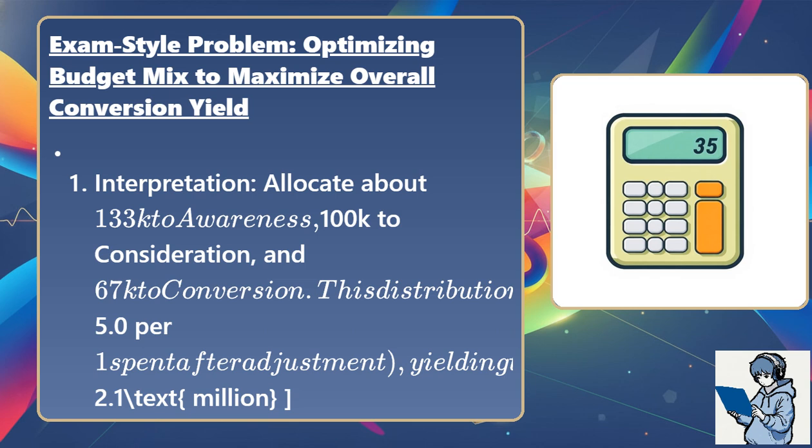revenue of R equals 5 times 133,229 minus 0.0075 times 133,229 squared, plus 7 times 100,022 minus 0.010 times 100,022 squared, plus 9 times 66,748 minus 0.015 times 66,748 squared. Approximately 2.1 million.